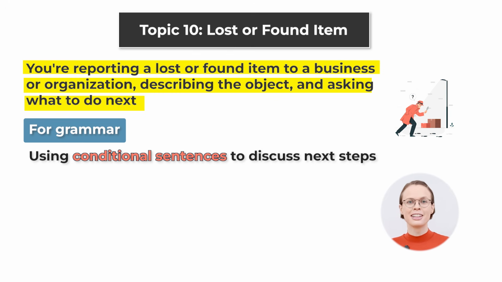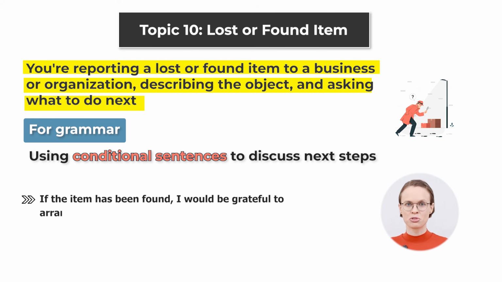Another effective technique is using conditional sentences to discuss next steps. For example, "If the item has been found, I would be grateful to arrange a time to collect it." That's it! That's 10 topics you must know to write a high-scoring email in CELPIP Writing.